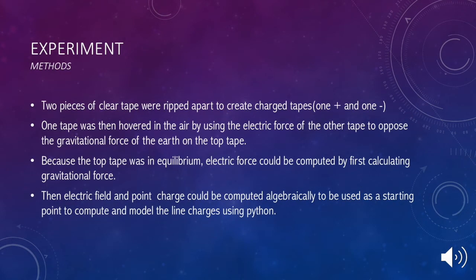For this experiment, two pieces of clear tape were ripped apart to create charge tapes, one positive and one negative. This was then repeated to create a pair of positive tapes and a pair of negatively charged tapes. One tape of the pair was then hovered in the air by using the electric force of the other tape to oppose the gravitational force of the Earth on the top tape. Because the top tape was in equilibrium, electric force could be computed by first calculating gravitational force. Then electric field and point charge could be computed algebraically to be used as a starting point to compute and model the line charges using Python.